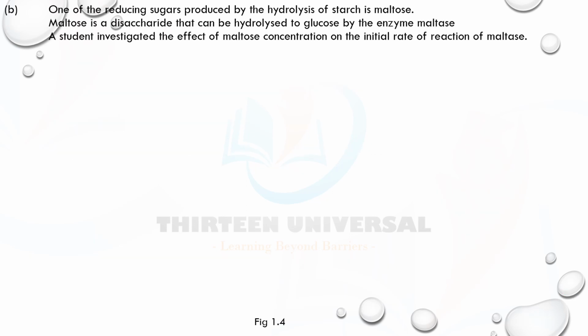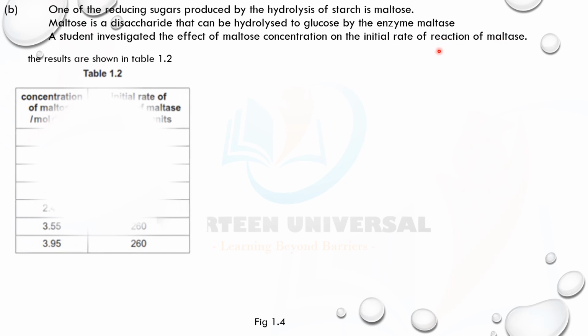Reducing sugar is produced by hydrolysis of starch into maltose. Maltose is a disaccharide that can be hydrolyzed to glucose by the enzyme maltase. A student investigated the effect of maltose concentration on the initial rate of reaction. All right.